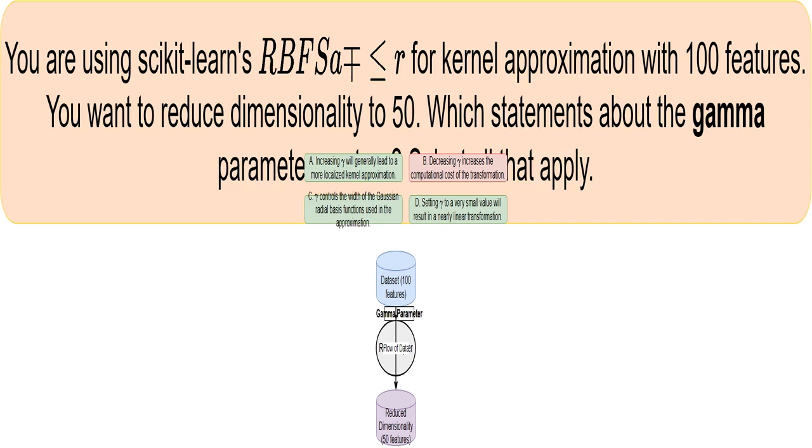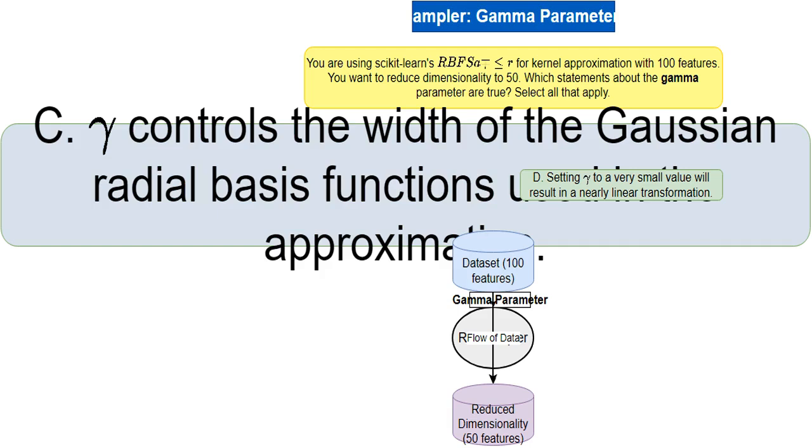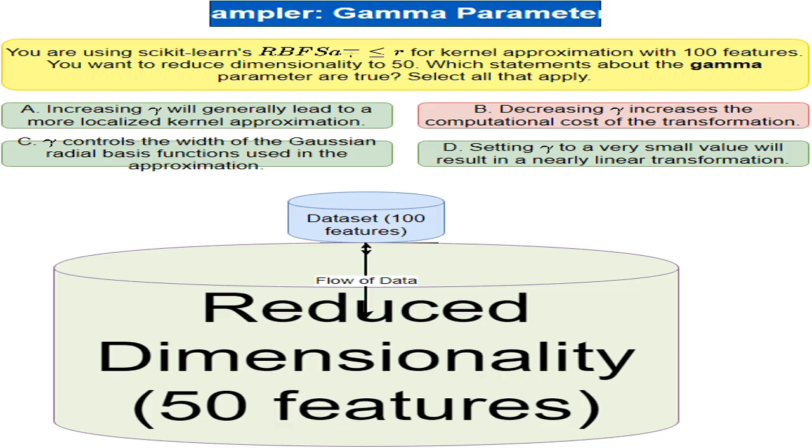My goal is to reduce the number of features in my dataset from 100 to just 50. This is my initial dataset, with 100 individual characteristics for each data point. I need to make it smaller for efficiency and potentially better model performance. After using RBFSampler, my goal is to reduce that to 50 features, maintaining the essential information from the 100 features.